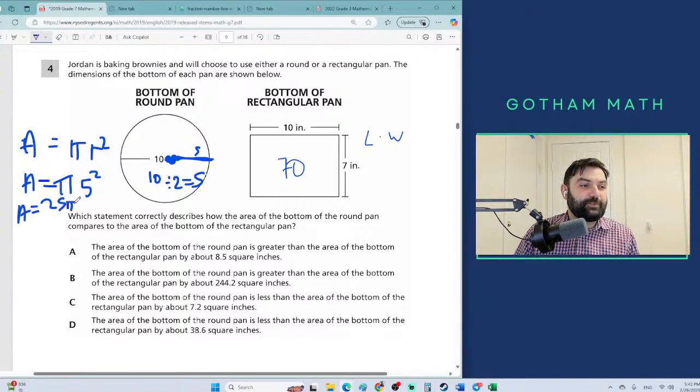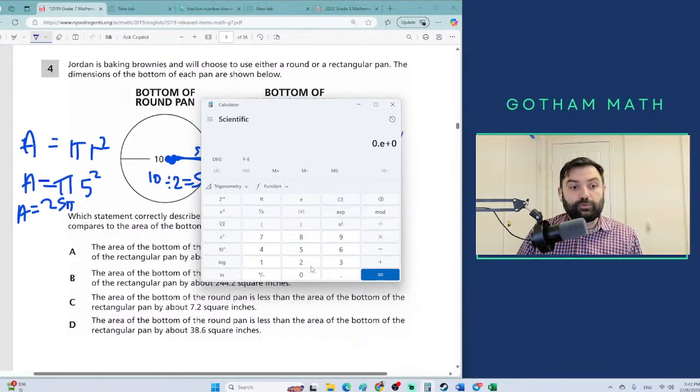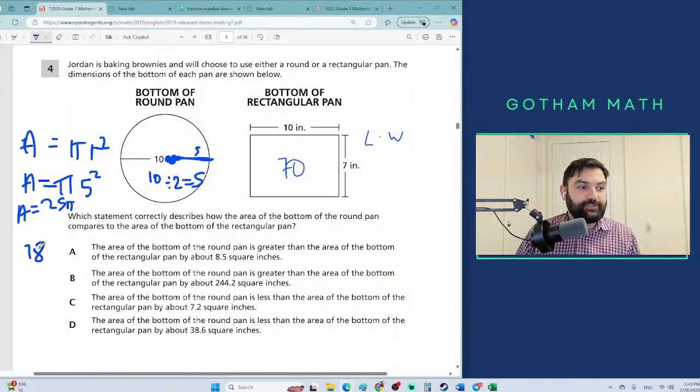Now, since we are allowed to use a calculator, that's exactly what we're going to do. We're going to do 25 times pi, and we have the pi button here, 78.54. 78.54 square units, I guess. I don't know what, square inches.